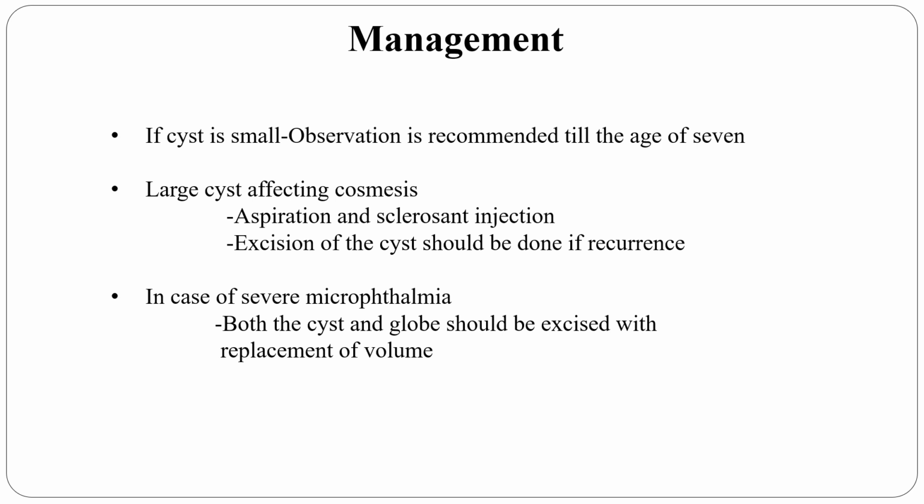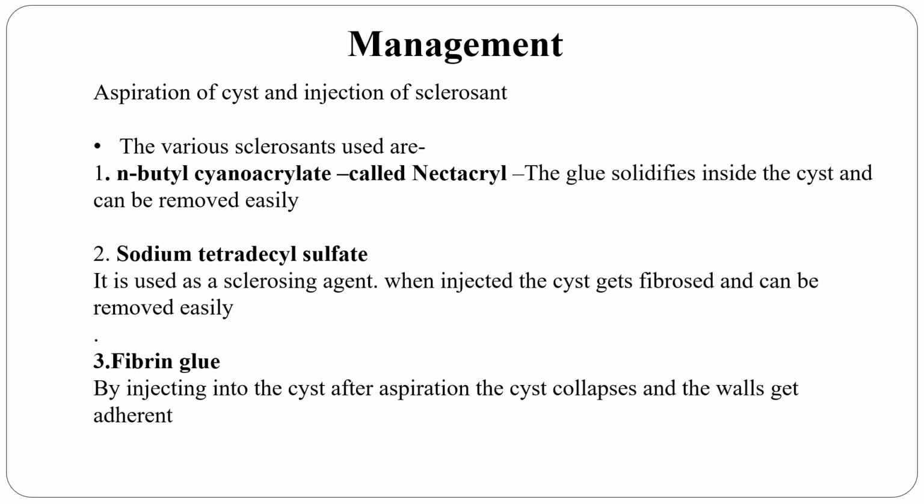If the cyst is small, observation is recommended till the age of 7. For a large cyst affecting cosmesis, aspiration and sclerosant injection are done. Excision of the cyst should be done if recurrence occurs. In case of severe microphthalmia, both the cyst and globe should be excised with replacement of volume. Aspiration of the cyst and injection of sclerosant.